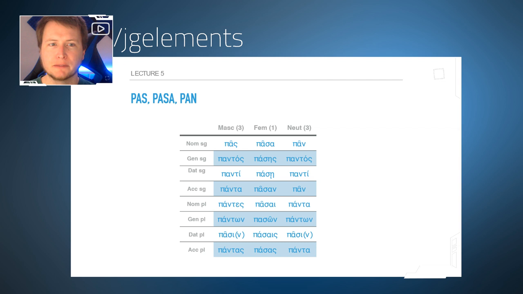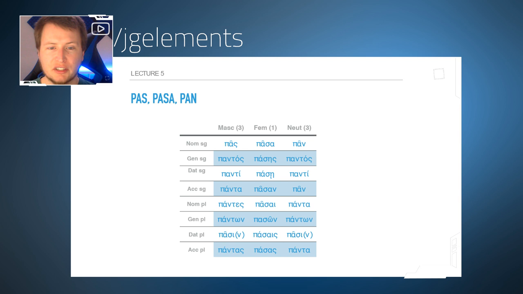You should also learn πᾶς, πᾶσα, πᾶν, because you will see it a lot. And it also follows a 3-1-3 construction. So in masculine and neuter, it's third declension. In the feminine, it is first declension. So again, we see the endings for the third declension. It follows all the same noun rules. The stem is παν. So in the masculine, the ν drops out before sigma, so we're left with πᾶς, nominative singular.